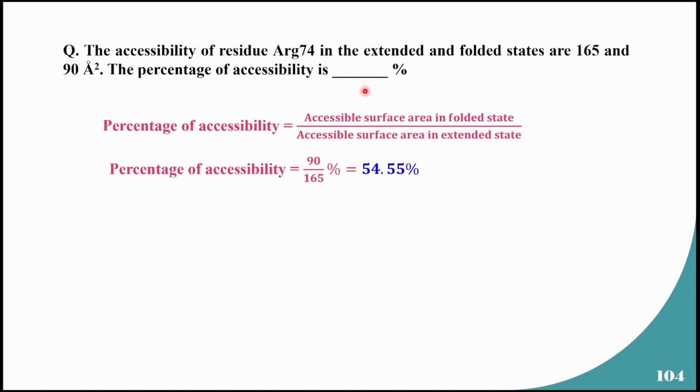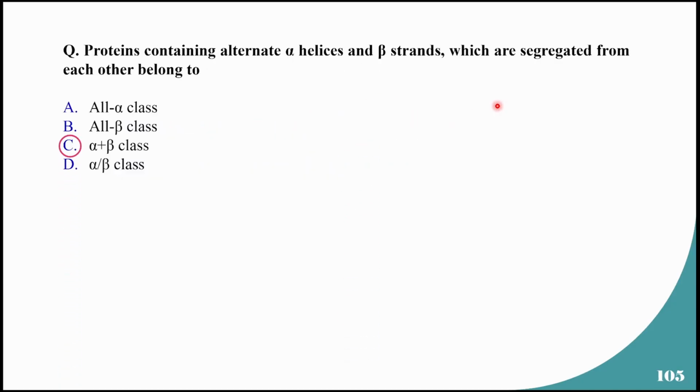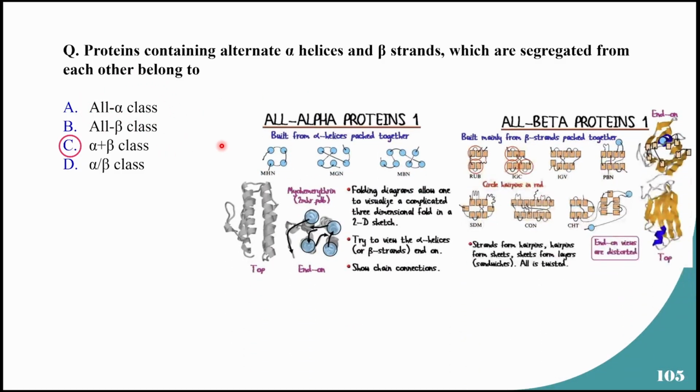So you can also calculate the percentage accessibility, and this is one part that we went over. Based on the presence or dominance of alpha helices and beta strands, which are secondary structures, you can divide the protein into different classes. It could be either all alpha class, all beta class, alpha plus beta, or alpha by beta classes. So what is the all alpha class? Self-explanatory. These are primarily formed of alpha helices. All beta proteins will primarily have beta strands. They will form the beta sheets.